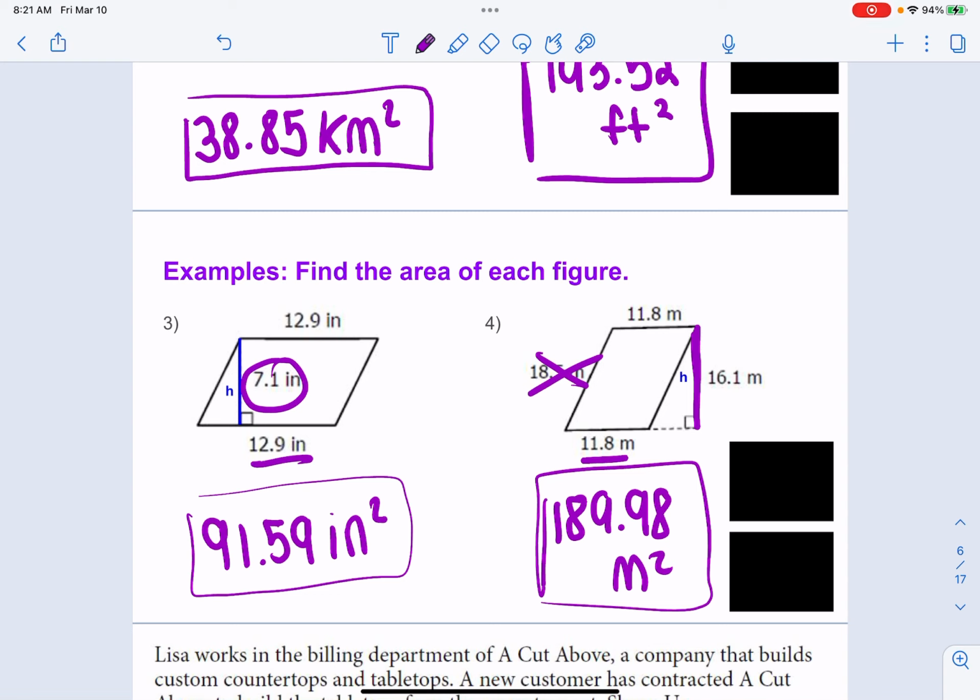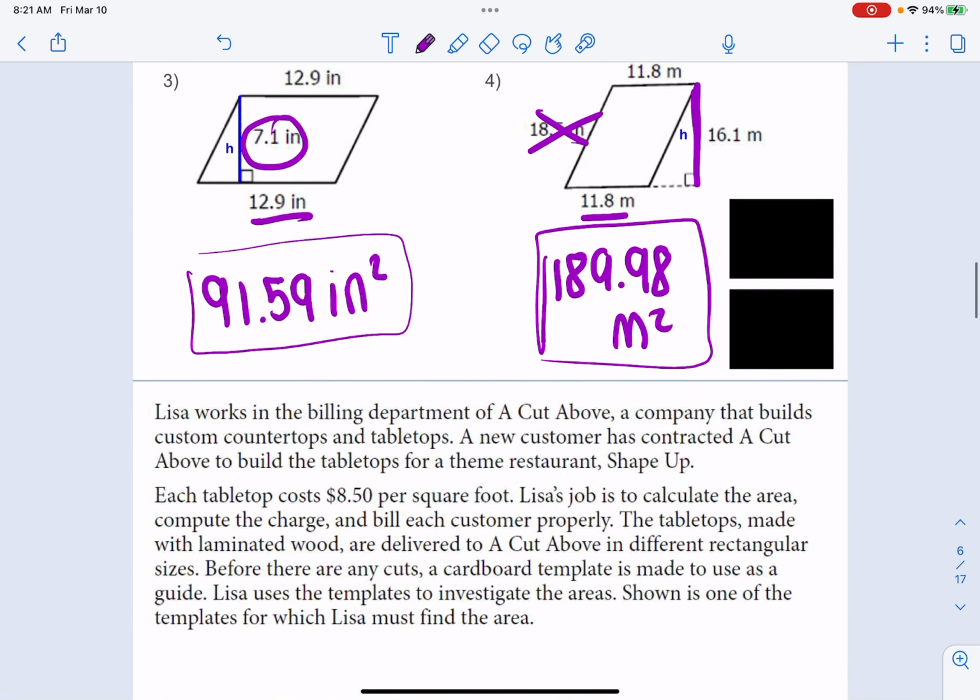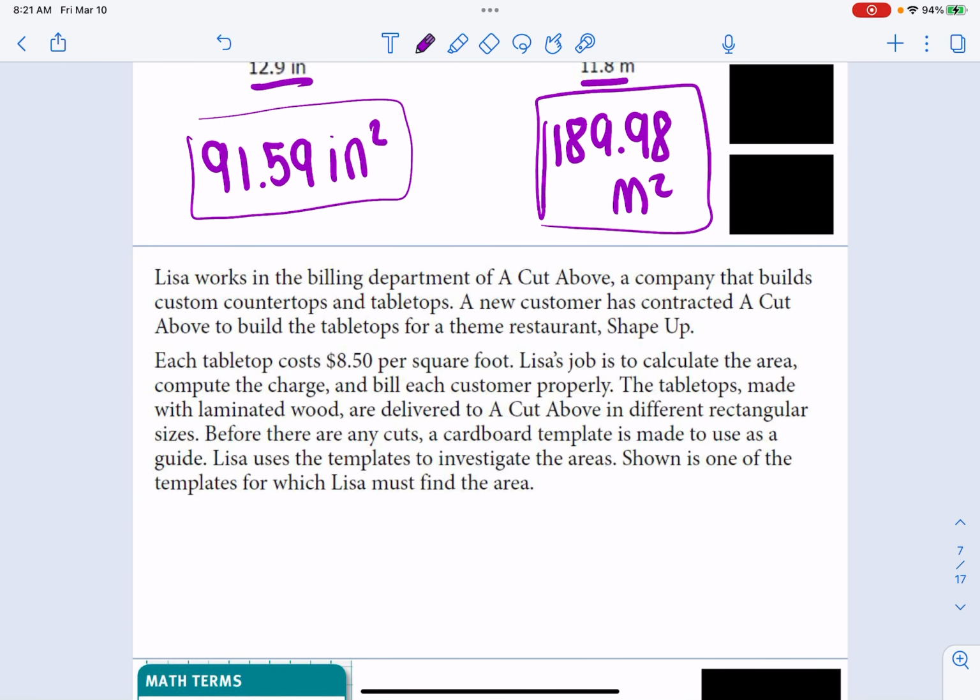But of course, we're going to make it a little bit harder just because you guys are in high school. So let's make it a little harder, okay? Okay, so we're going to look at an application problem now. Here's what a problem would look like on the test.